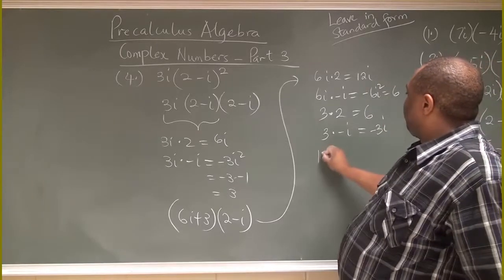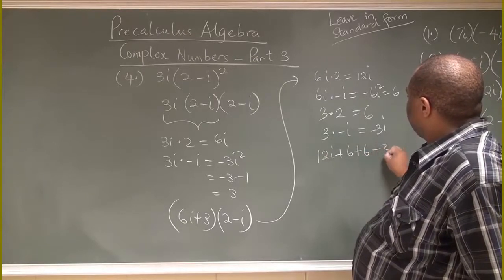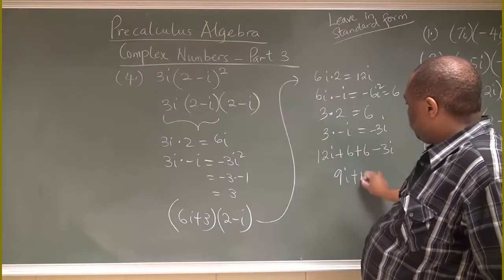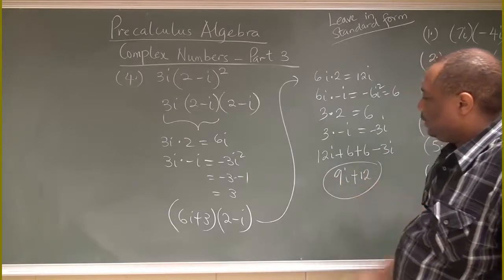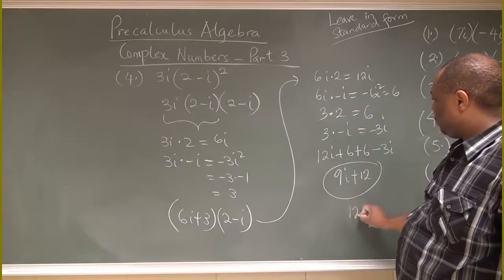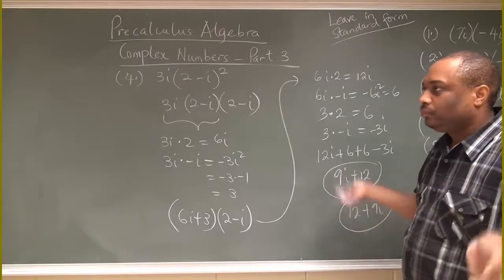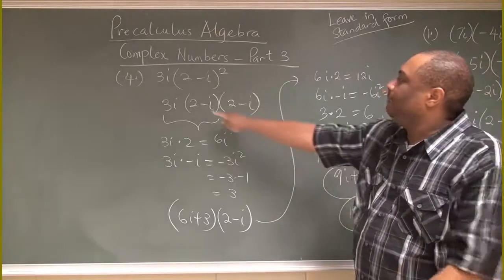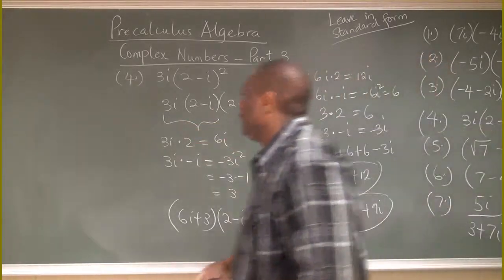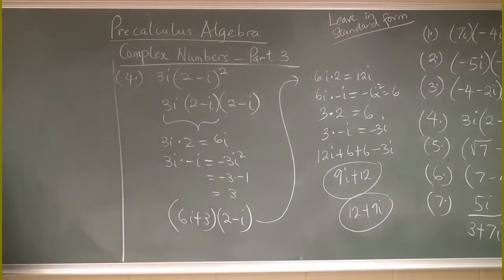So we have 12i plus 6 minus 3i. 12i minus 3i is 9i, plus 6 plus 6 is 12. So 9i plus 12, or in standard form, 12 plus 9i. Now, some folks might ask, what if I do this first and then multiply it by 3i? We can do it. It doesn't matter. Let's do it.